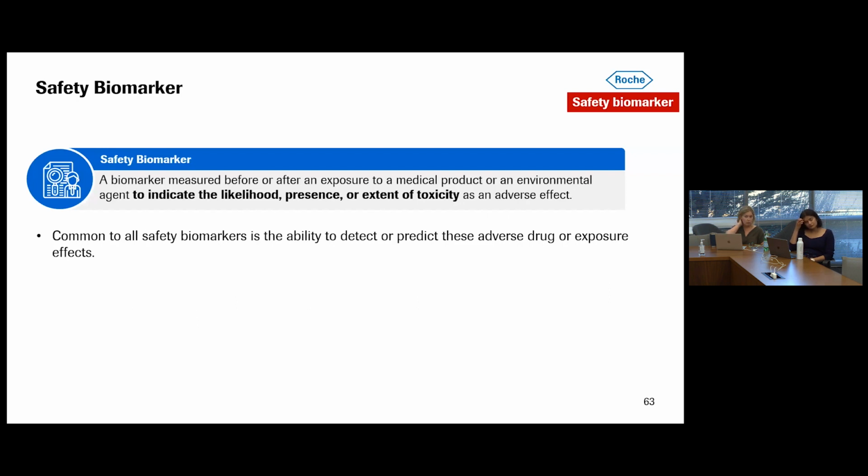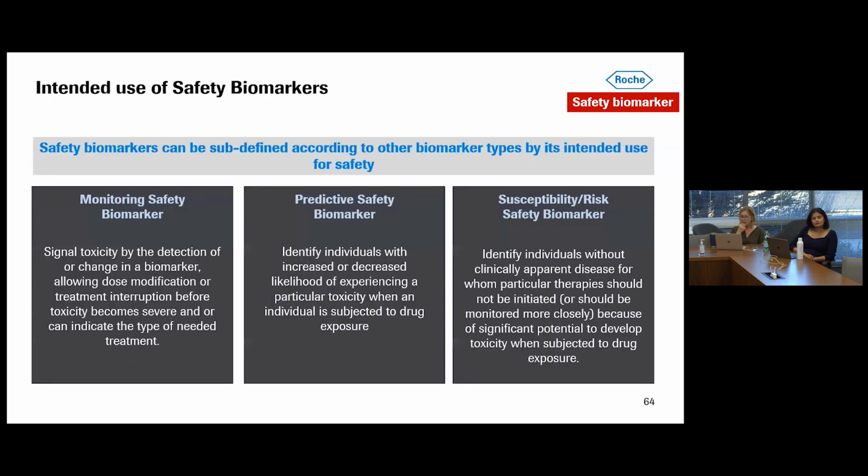All right. I just have 2 slides on safety biomarkers. Again, they indicate the likelihood, presence, or extent of toxicity or an adverse event. Just like the PD biomarkers, safety biomarkers can be subcategorized in the next slide based on their intended use. They can be used to monitor a safety outcome. They can be used to predict a safety outcome. And they can also be used to predict the likelihood or the risk of an outcome. So that's again like a baseline, a pre-dose biomarker. And so intended use is important.